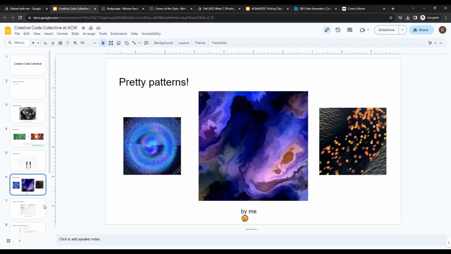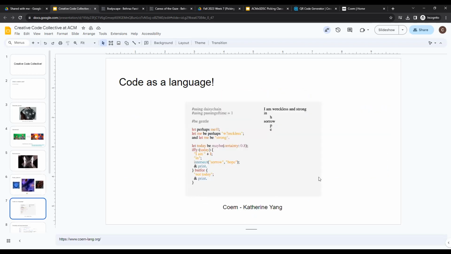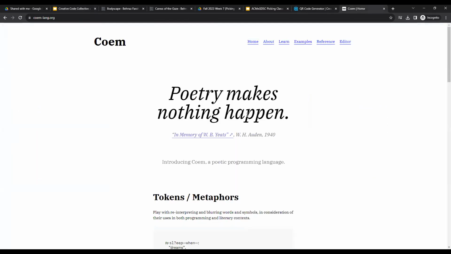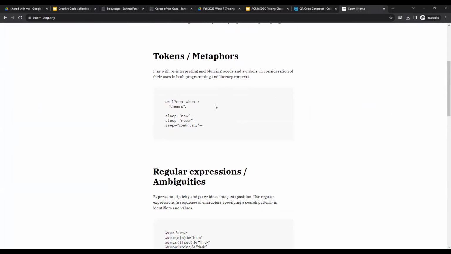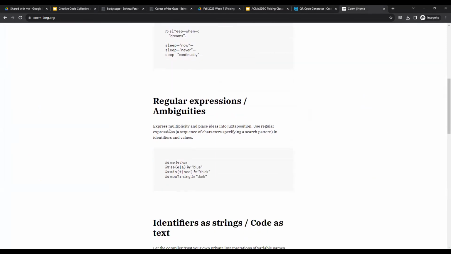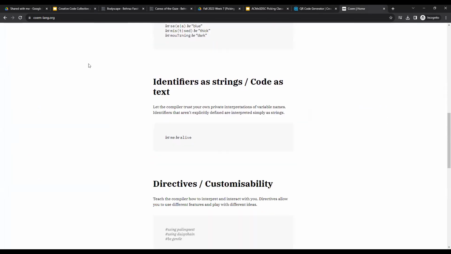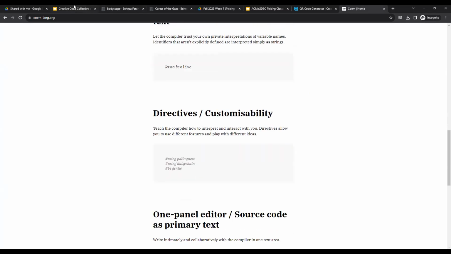Some people, like a peer of mine named Catherine, think about code as a language. She finds a lot of beauty in the structure of programming languages. She actually made her own language, including the compiler and interpreter, and is thinking about regular expressions, ambiguities, strings, and code as text. She's published in this now, and she works as a data visualizer and stuff. She's really cool.